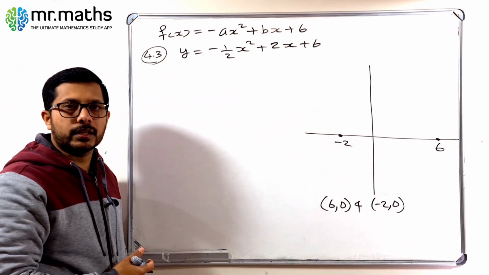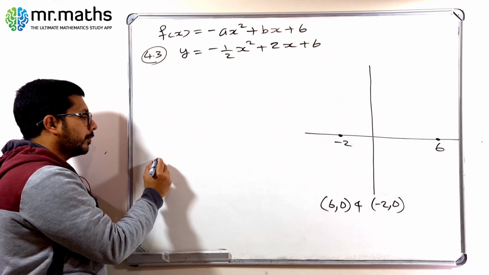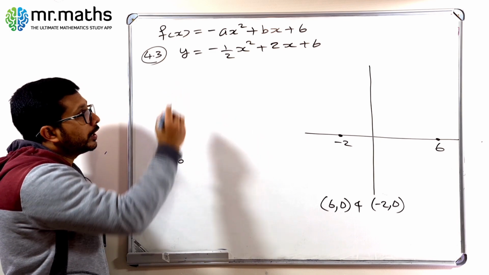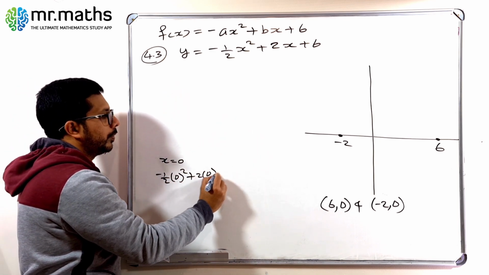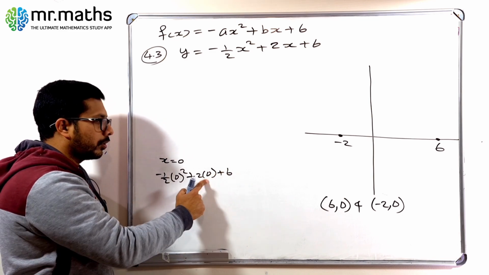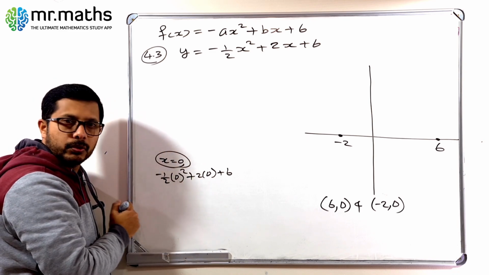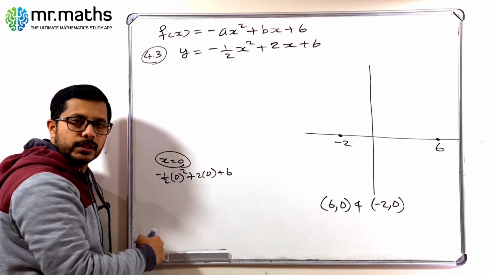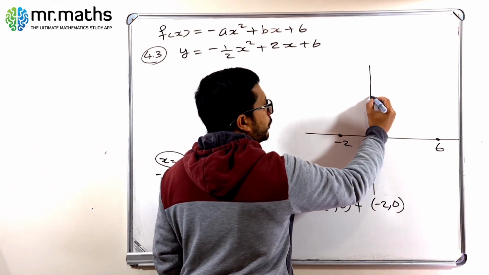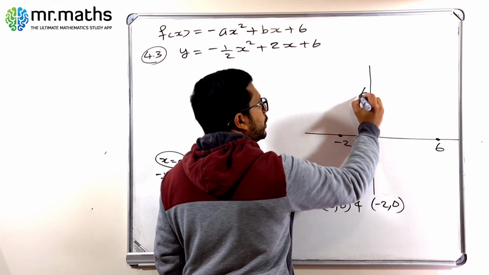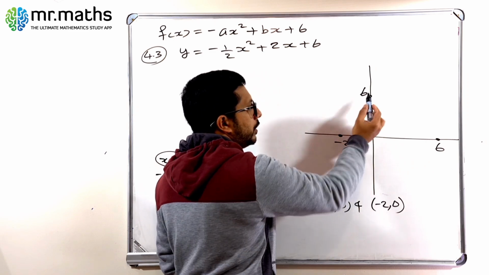You studied in grade 10 class that the y-intercept of this graph is the constant term, or at the y-intercept the value of x is equal to 0. Substitute x equal to 0: minus half into 0 square plus 2 into 0 plus 6. What is the answer? 6. That means the y-intercept is 6. So the y-intercept of this graph is somewhere here, and assume that that is 6. Here the x-intercepts are minus 2 and 6, and the y-intercept is 6.